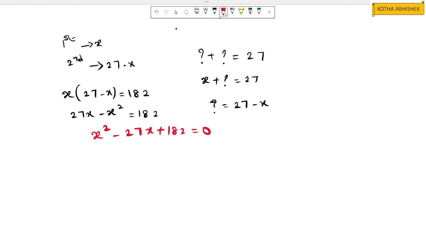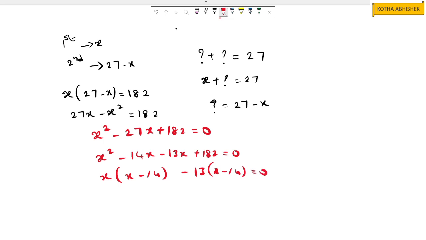Now splitting the middle term into two terms, x square minus 27x, I am writing it as minus 14x minus 13x plus 182 as it is equals 0. From these two terms I take x common, then we remain with x minus 14, and then from the other two, minus 13 common, then remains x minus 14 equals 0. Then we will get the next step as x minus 13 into x minus 14 equals 0. So the x values are plus 13 and plus 14.